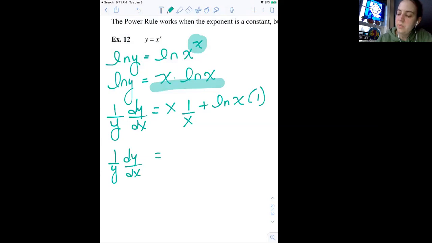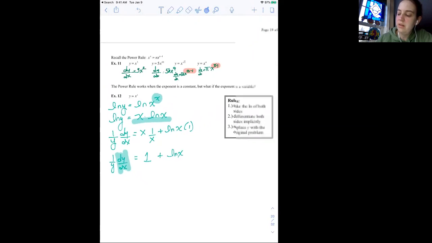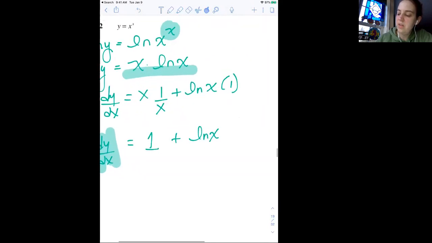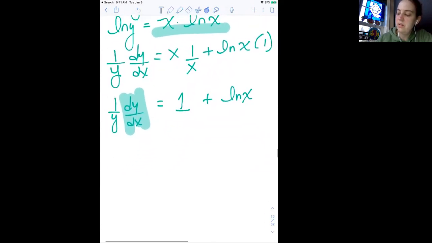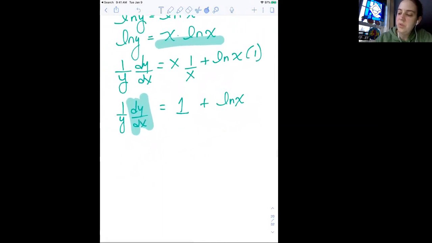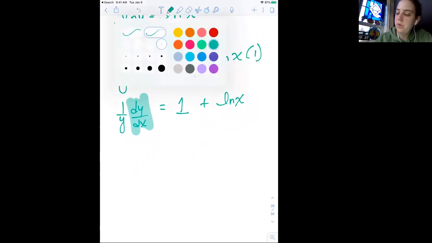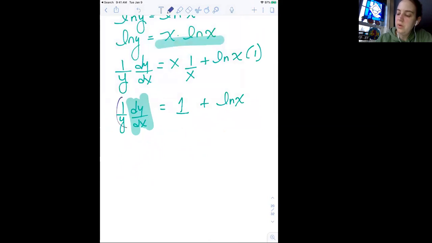x times 1 over x is 1 plus natural log of x. Now, remember, our goal is to solve for dy/dx. So what's in the way over there? That 1 over y. So how do I handle that? I thought I could move left. I'm going to multiply. What are we going to multiply by? You are going to multiply by y.